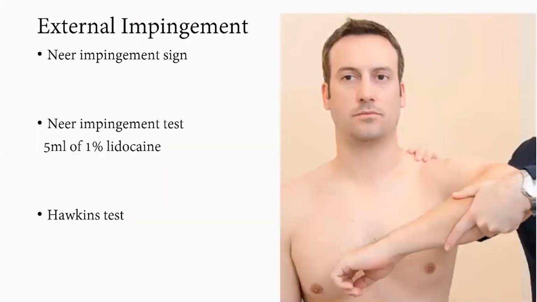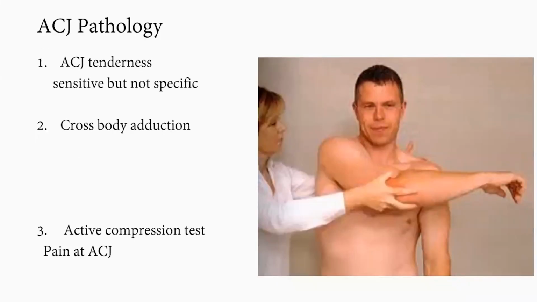Another test is the Hawkins test. The shoulder is brought into 90 degrees of abduction, passively and maximally internally rotating the shoulder, and the pain is reproduced at the anterolateral shoulder.